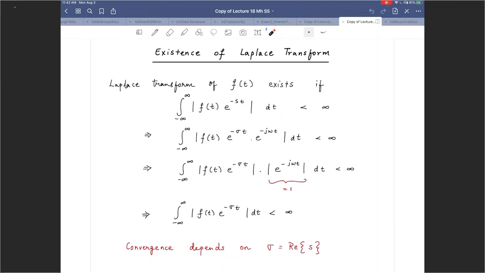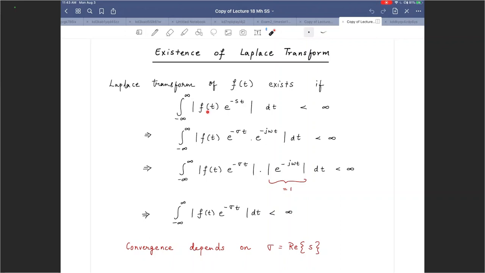Now let's talk about the existence of Laplace transform. And this is kind of a question that you guys have been asking for a while, so let's address this formally right now. The Laplace transform of a function f of t exists if the function f of t e to the minus st is absolutely integrable. Why is that? It goes back to the strong condition of Fourier transform existence. We said if the signal is absolutely integrable, then the Fourier transform of that signal will exist.